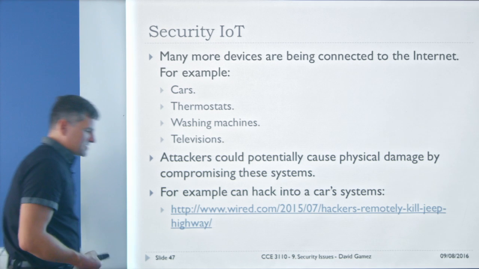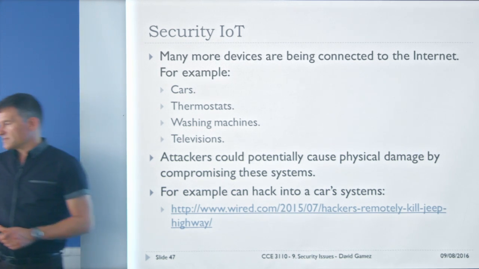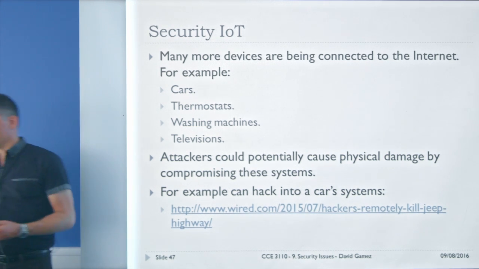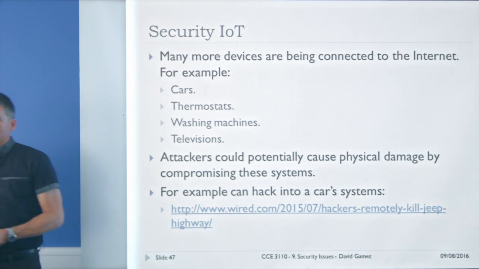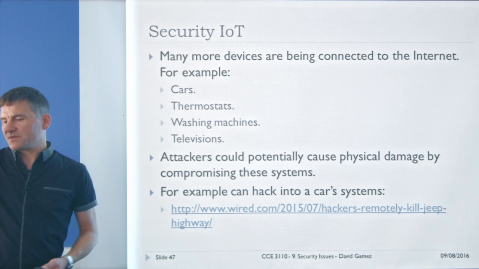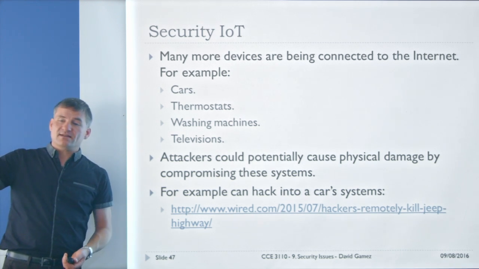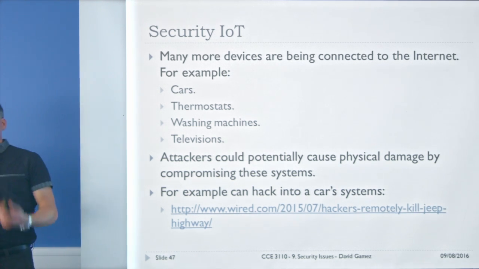Security issues are very relevant to the Internet of Things as well. There are a lot more things being connected to the Internet. We've got cars, thermostats, washing machines, baby alarms, televisions, and so on. With just a computer, if they access data, it's going to be damaging and bad, but there's no physical damage.